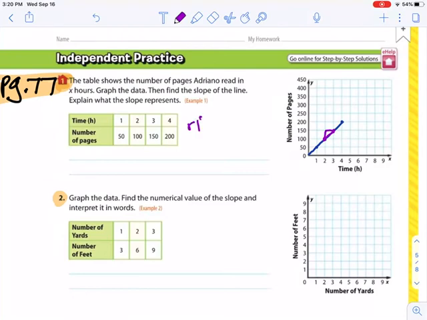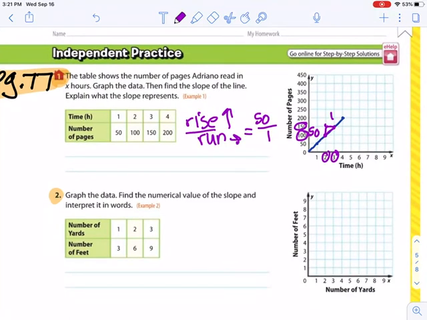Okay, so remember we need rise over run. Okay, so this rise, it started at 100 and it ended at 150. So that means it went up 50 units. And then for our run, we start at 2 and end at 3. So that means that it has a run of 1. So our slope is 50 over 1, but that's the same as 50.